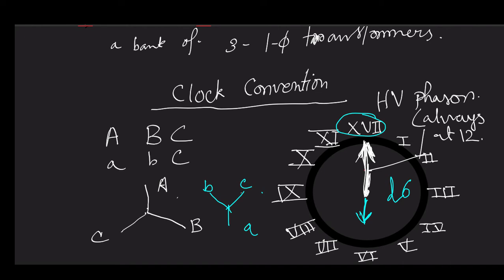Then it will become YY6. It must be noted that if your high voltage and low voltage are both having the same connection pattern, that is, either they are connected in delta-delta or they are connected in star-star, in that case you cannot have any other clock setting than that of 0 or 6. Like you can have DD0, DD6, YY0, YY6. You can't have any other clock setting.